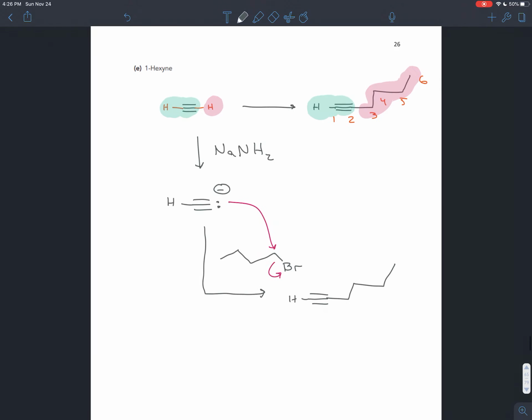So overall, we only had to do 1 alkylation here. We treated our molecule first with sodium amide to turn one of the carbons into a good nucleophile, and then followed it up with the carbon chain we wanted to add with a leaving group attached. And that recipe would allow us to turn acetylene into 1-hexyne.